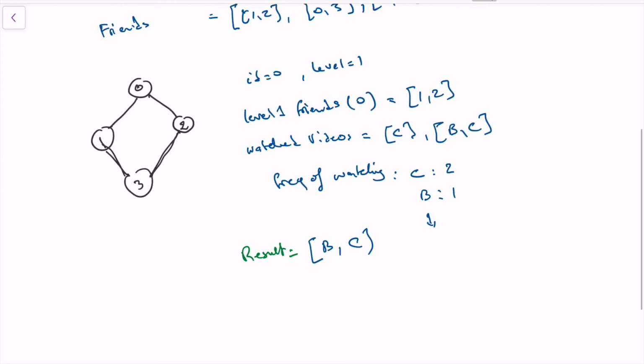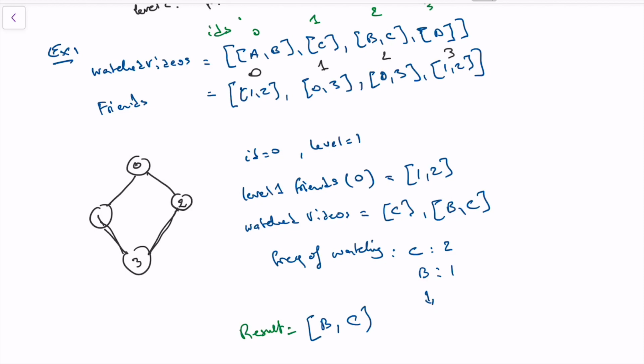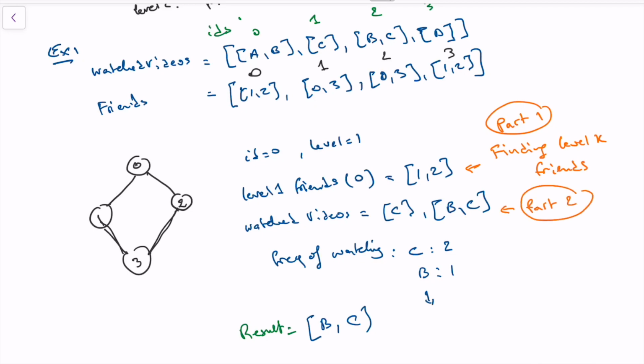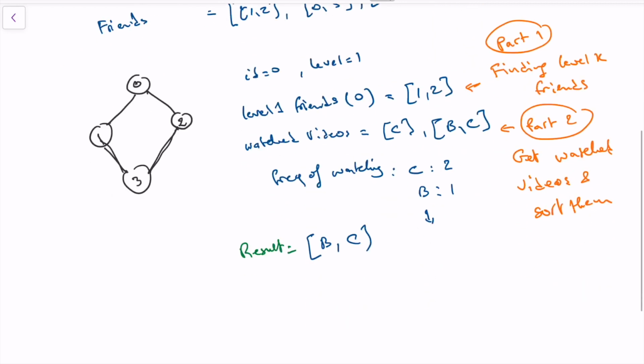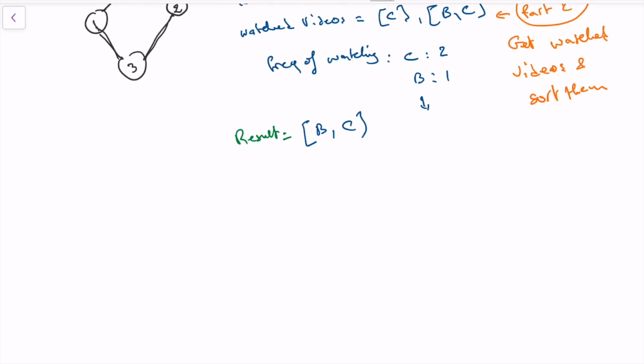And so now you get the idea. So you can see here we have 2 parts to this problem. The first part is finding level K friends, right? So this is part 1 of the solution. And then we have part 2 here, which is get the watched videos and sort them, right? Sort them by the frequency of watch and then alphabetically, right? So we have 2 parts. So let's see first how we can do the first part.